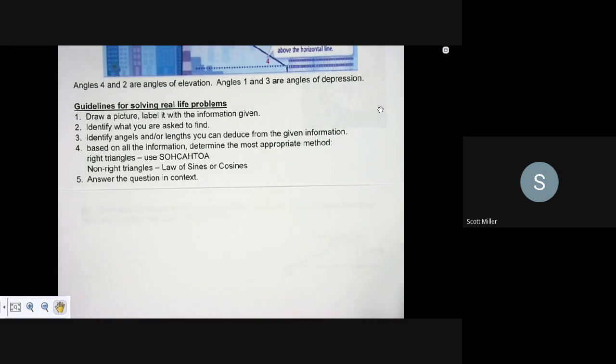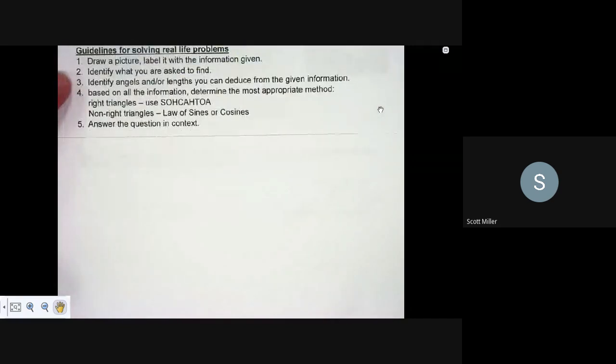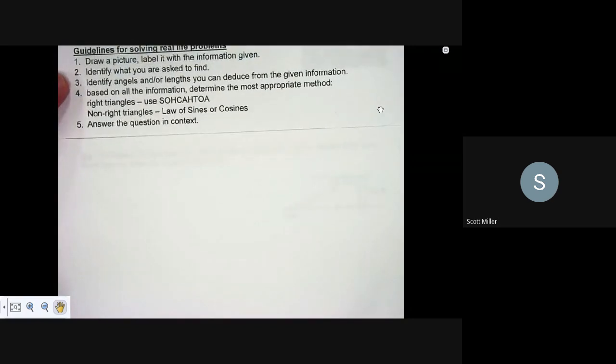And then the last one is always answer the question in context to what they were asking. Make sure you've answered the question and you use the context to help you. Don't just throw a number and circle it. What does that number represent? What does it mean? Things like that. So let's solve a couple of problems and then we'll do some more together in class.